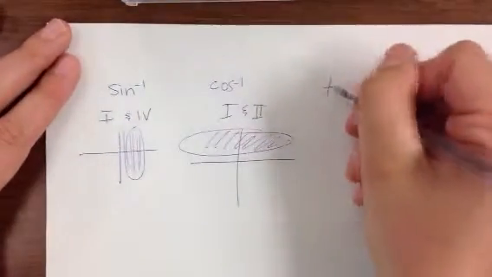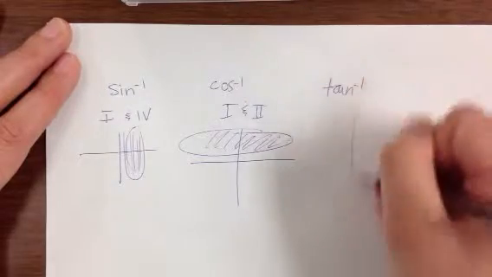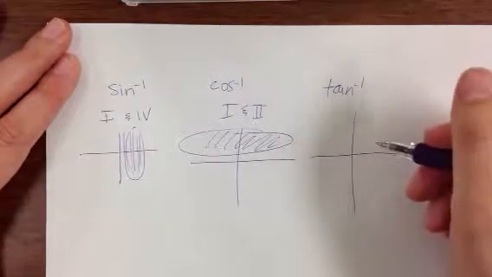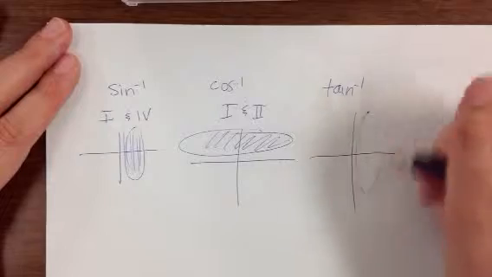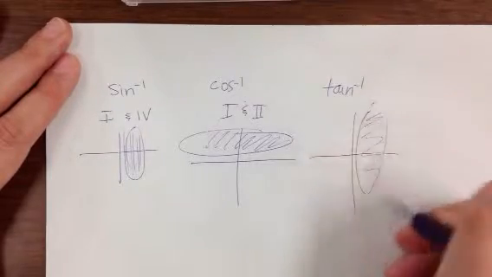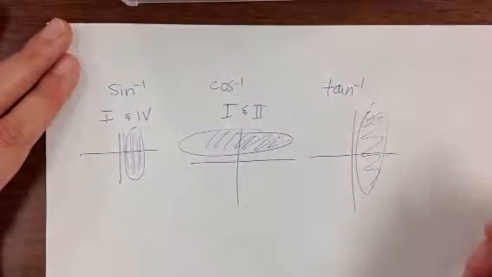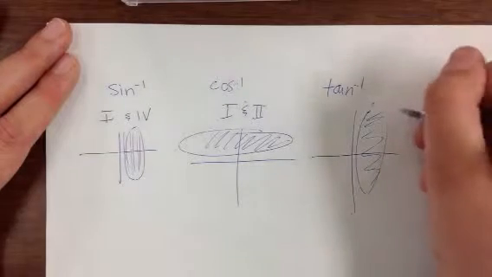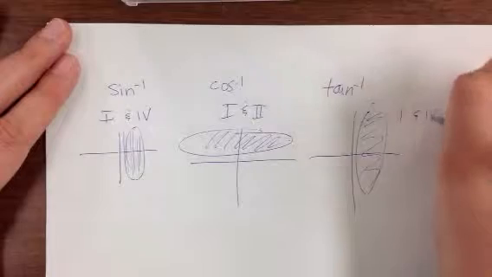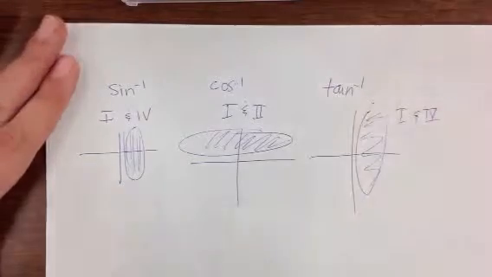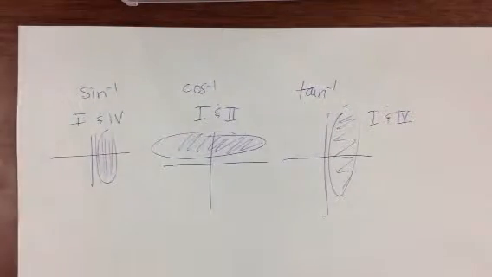And for tan, I only want the first and fourth, but it's restricted because remember we don't want negative 90 or 90, because the points are going to be undefined at that place. So first and fourth again. Okay, so there's what we just reviewed.